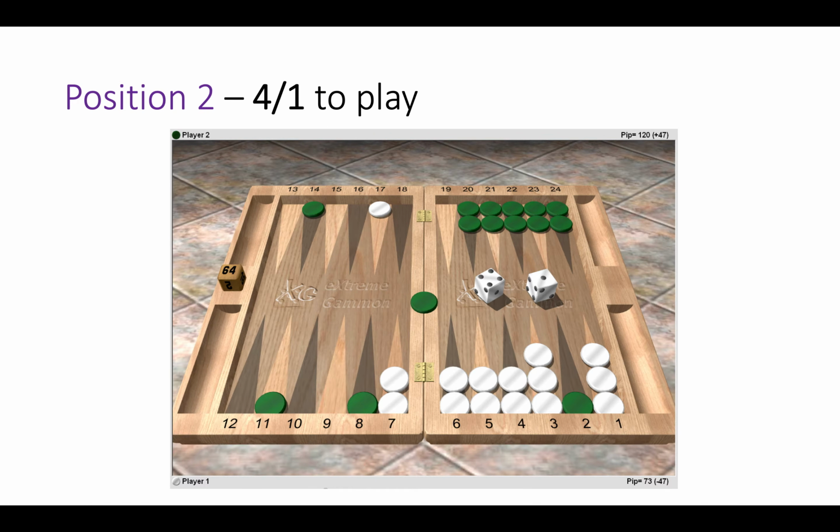Position 2, white to play 4-1. Notice that green is on the bar. How would you play 4-1?